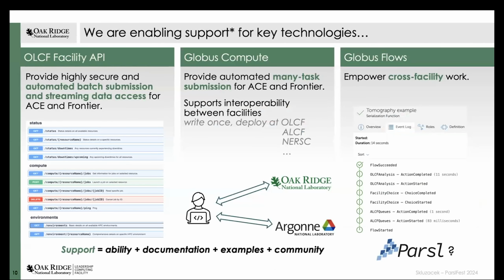On this testbed, we are enabling support technologies. Foremost is our facility API, which looks a lot like the superfacility API, in that we want to provide highly secure automated connections to our Slurm-based batch systems. But we also want to support other actors' tools, such as Globus Compute. I want to be able to run many tasks very easily on these different infrastructure machines, and Globus Compute is built for that because of the Parsl provider infrastructure. And Globus Flows can empower this cross-facility work, because these different organizations, like Oak Ridge and NERSC, all support Globus capabilities.